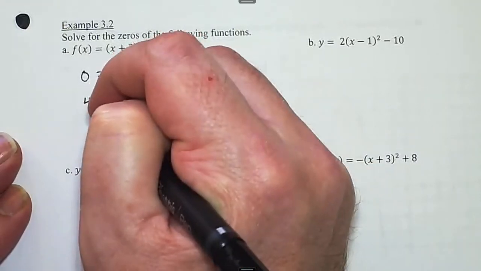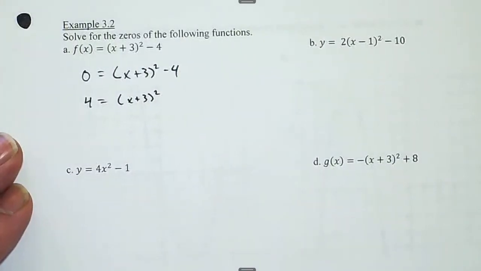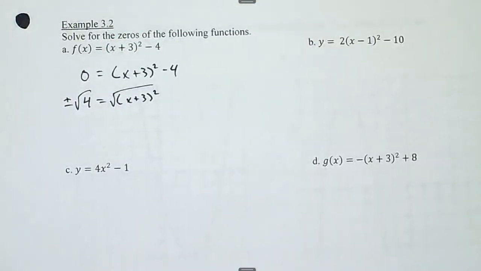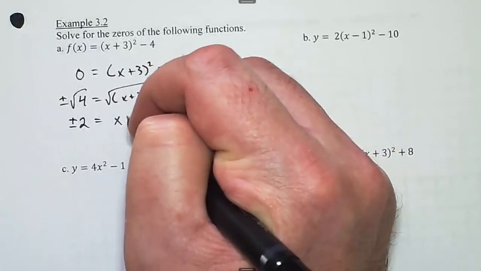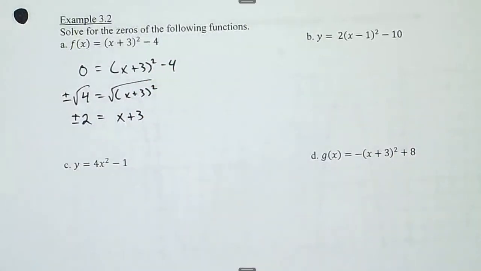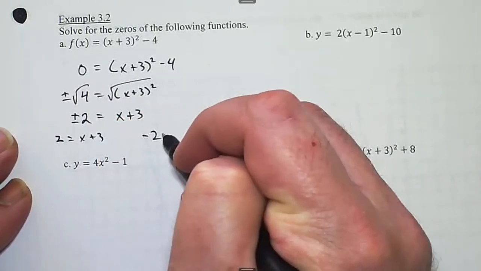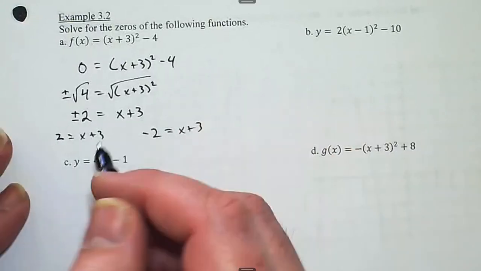I'm going to add 4 to both sides. Then I'll take the square root of both sides. But if I take a square root of both sides, I need plus or minus square root. So this is plus or minus 2 is equal to x plus 3. When you have plus or minus, if it's not got a square root in it, separate it and do 2 different problems. So do 2 equals x plus 3 and negative 2 equals x plus 3. You could go ahead and subtract 3 from both sides and then separate it, but I find this easier.